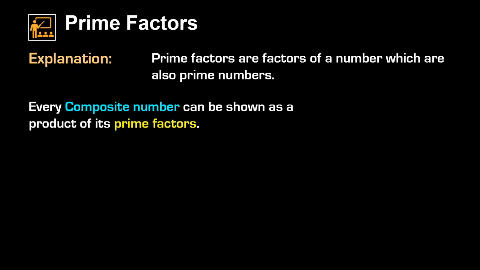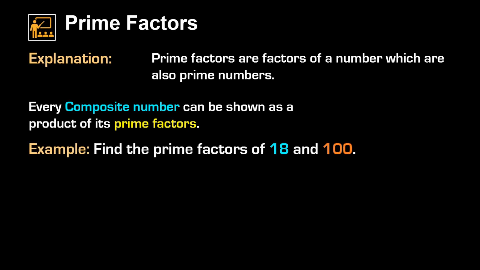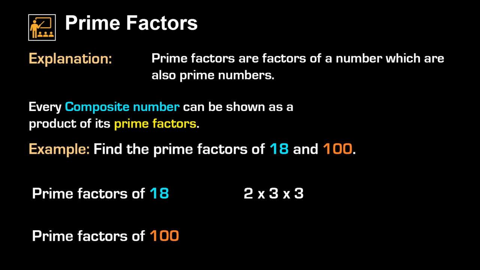As an example, let's find the prime factors of 18 and 100. Just to list them for now, the prime factors of 18 is 2 multiply 3 multiply 3. 2 multiply 3 is 6 and 6 multiply 3 is 18. And then the prime factors of 100 are 2, 2, 5 and 5, because 2 multiply 2 is 4, multiply 5 is 20, and 20 multiply 5 is 100.